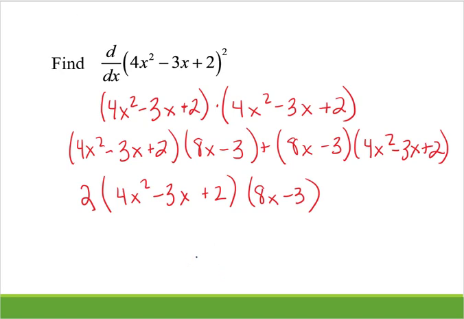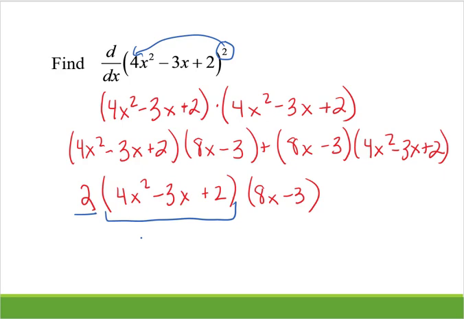So now let's look at this. Where did this 2 come from, I should say? Okay, that 2 comes from there. I bring the 2 down in front. Brought the 2 down in front. Reduce the polynomial by 1 power, and then what is this? Well, that's the derivative of the inside.